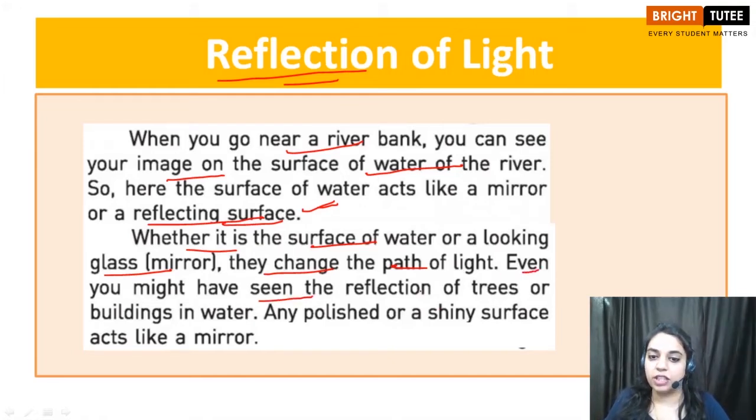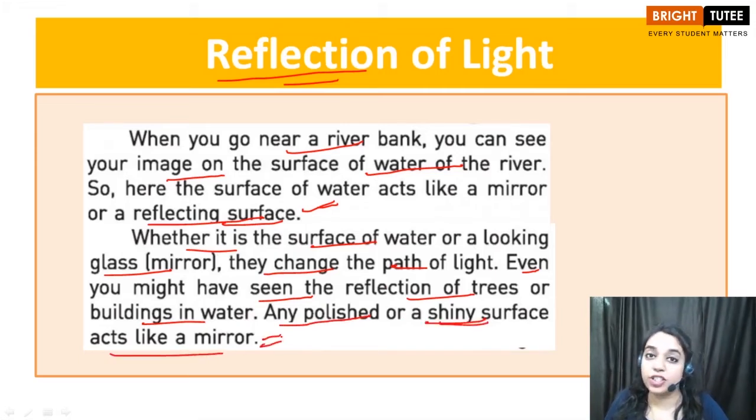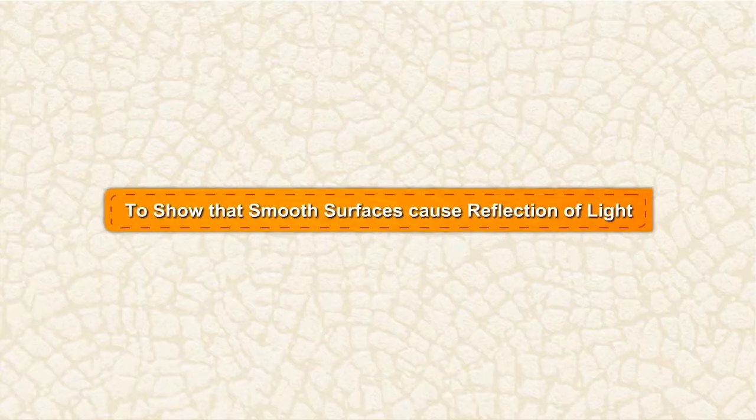You might have seen reflections of trees or buildings in water, every one of you. And so children, any polished surface or any shiny surface acts like a mirror. On a polished surface you can see your image, you can see your face. If you try to look into a steel plate, right? So the steel plate is acting like a polished surface. You can see your image in a spoon as well, right? So these are all polished surfaces wherein you can see your reflection, and reflection is formed whenever the light changes its direction.